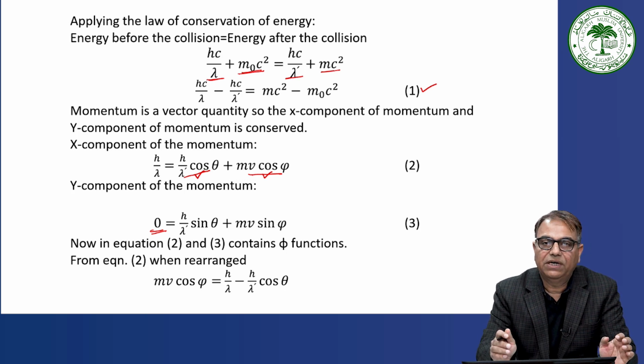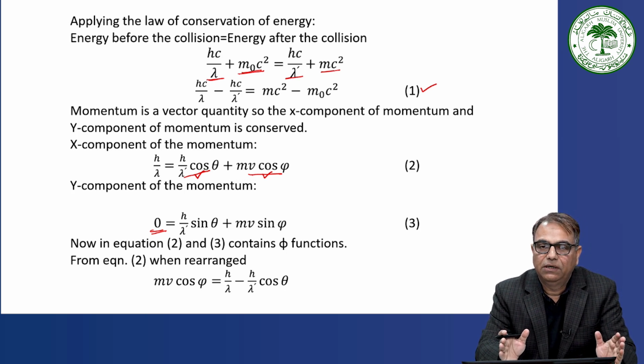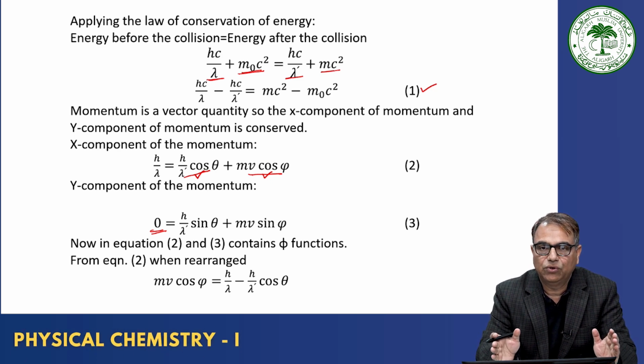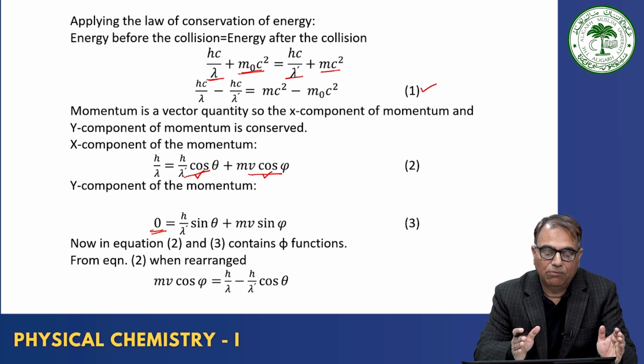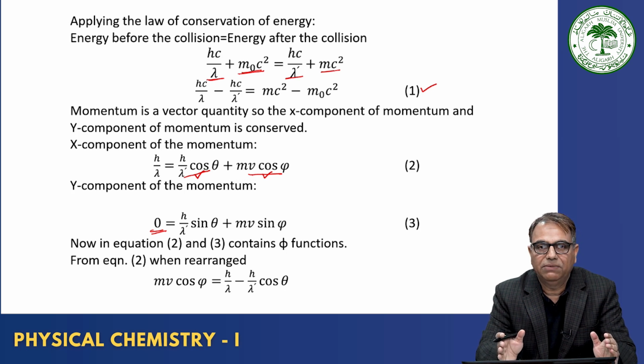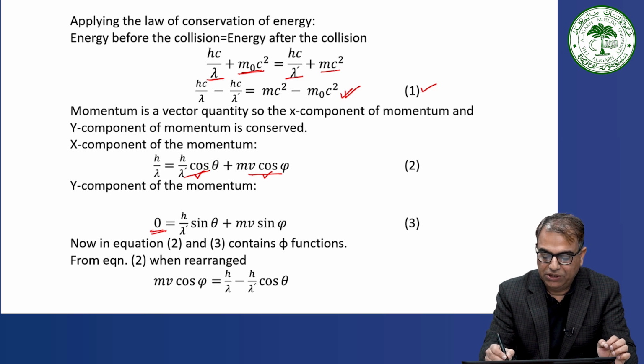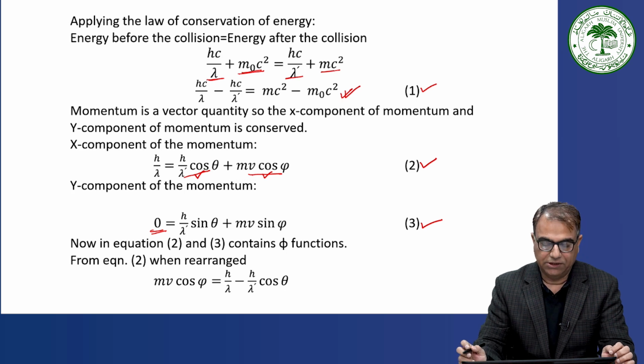The law of conservation of energy tells you that the energy before the collision and the energy after the collision should be the same. In the same way, the law of conservation of momentum tells you that the momentum before the collision and after the collision remains the same. The only thing is that for energy there are no components, but for momentum we have components. Since momentum is a vector quantity, you need to take the x component and y component. So we got these three equations: one is the x component of the momentum, another is the y component of the momentum, and the energy equation.